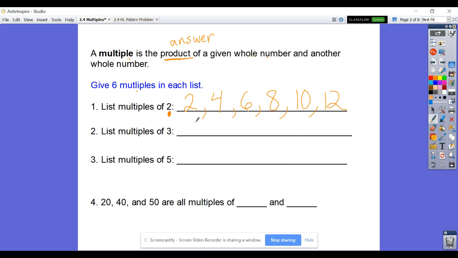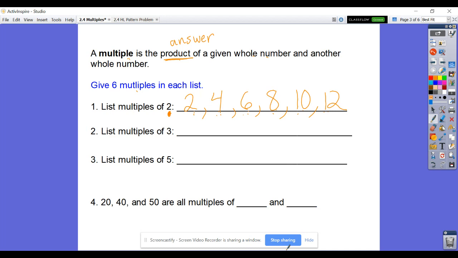And this is actually, if you look on a multiplication chart and you look at the row next to 2, you'll see this list of multiples. So your multiplication chart, the inside of it, is showing you the multiples of that number.